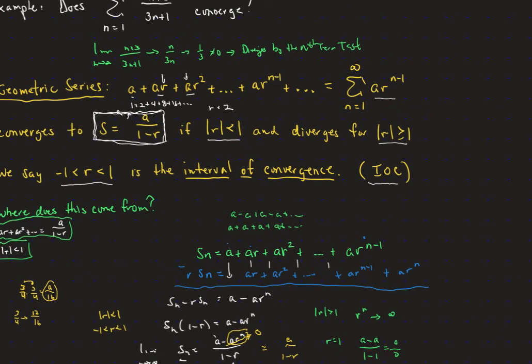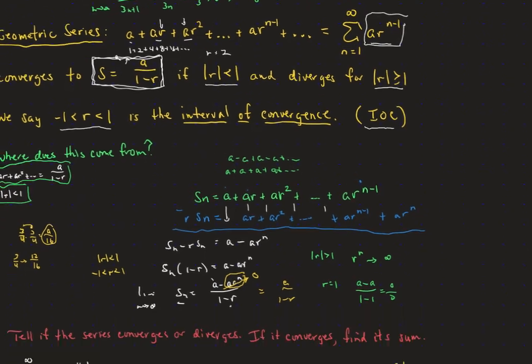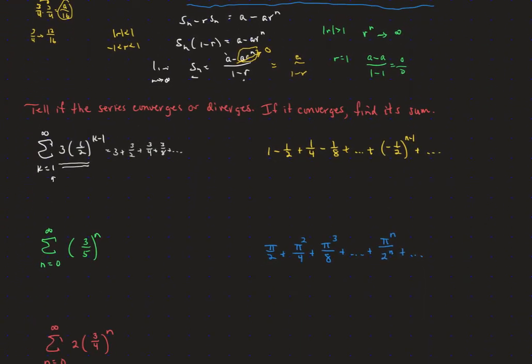Somewhere up here. So anything that's going to be in this form, a times r to the n minus 1, which is what we're seeing here. This is going to be the a, and the thing that's being raised to the power is the r. So our r is 1/2, and because the absolute value of 1/2 is in fact in between -1 and 1, it will converge. And it's going to converge to a over 1 minus r. That's going to be our sum.